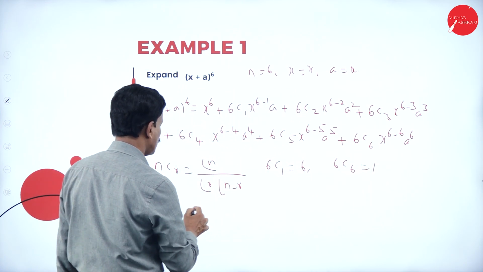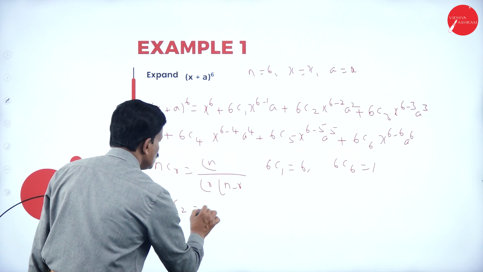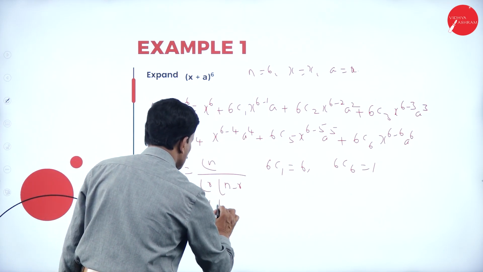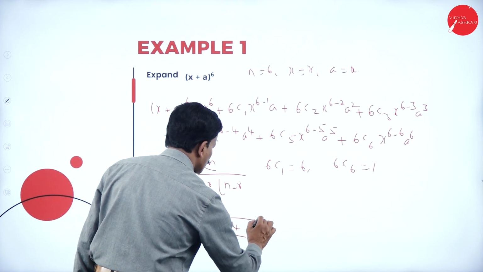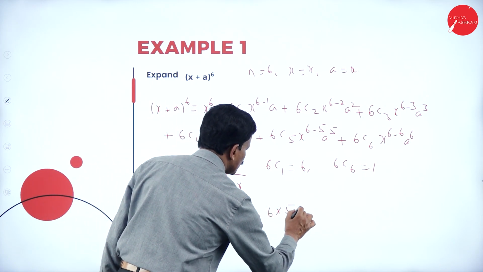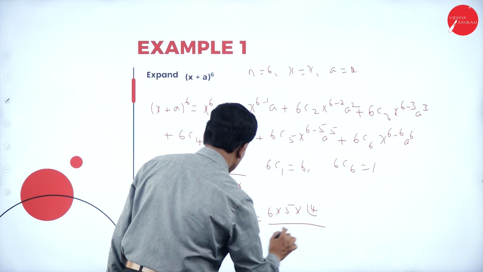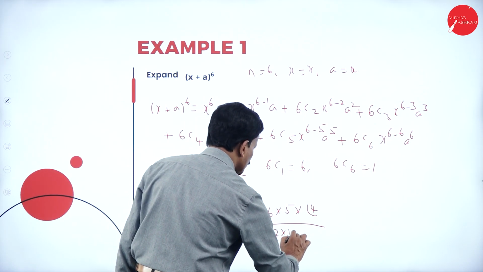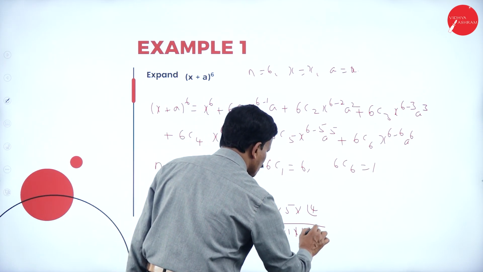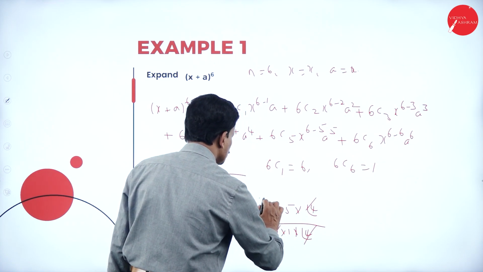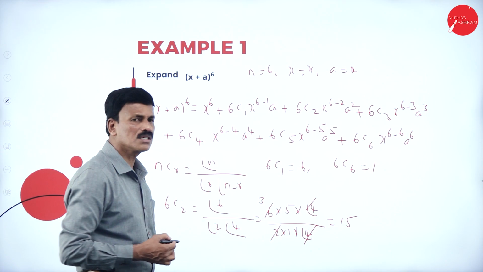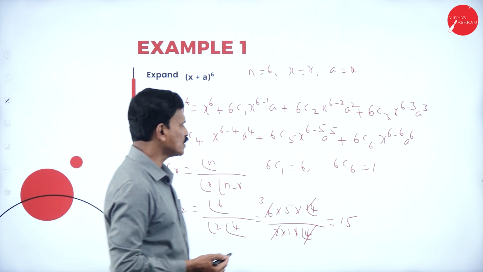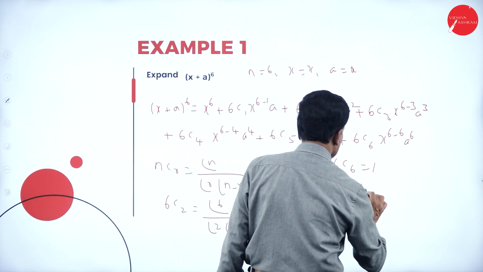Now find out the value of 6C2. 6C2 is equal to factorial 6 divided by factorial 2 into factorial of 6 minus 2, which is factorial 4. That is 6 into 5 into factorial 4 divided by 2 into 1 into factorial 4. These two get cancelled, and 2 threes are 6, that is equal to 15. So 6C2 is equal to 15. Similarly, find out the value of 6C3.